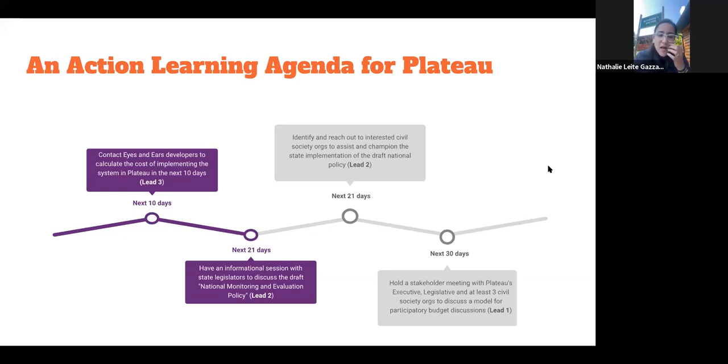And then we had a second next step related to lead 2, which referred to organizing, in the next 3 weeks, an informal session with the state legislators to discuss the federal draft policy on the national monitoring and evaluation program, and how that could translate into Plateau State voluntarily. And then we traced this agenda that ran from 10 days after our last interaction until 1 month after that, with feasible but still relevant steps that could move Dave's team ahead in understanding and reflecting on the problem. Can we go to the next slide?